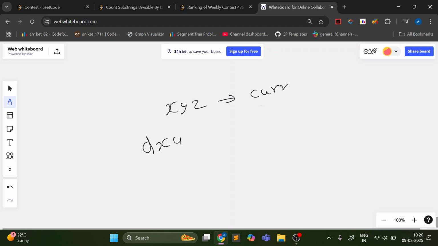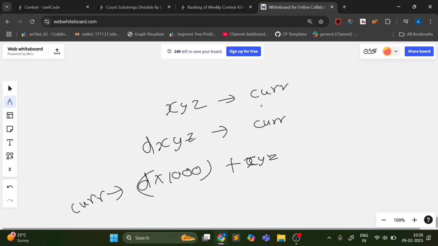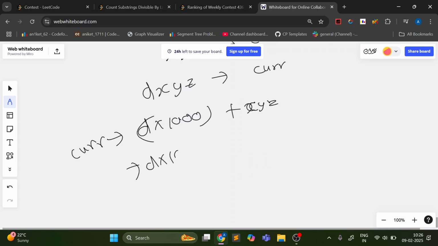Now my current, after moving towards left, DXYZ should be my current number. So I can break it like this: D into 1000 plus XYZ would be the new current. So current would be D into 10 to the power 3 plus the previous current value. Now 10 to the power 3 can be found by binary power. Now this can go up to 10 to the power n, and its complexity would be log 2 of n at max, because this power would be max n.